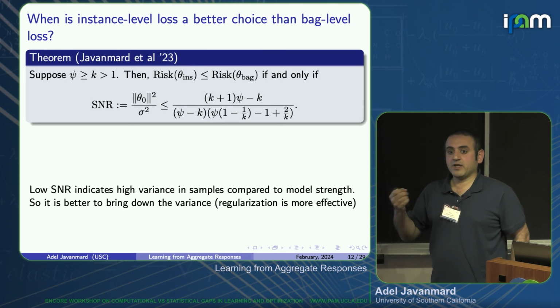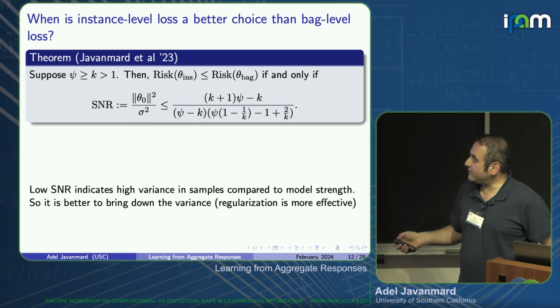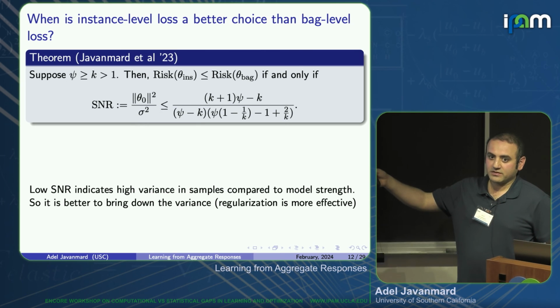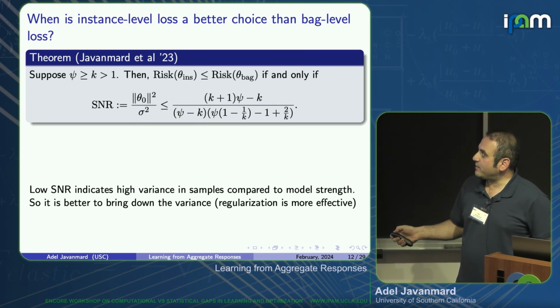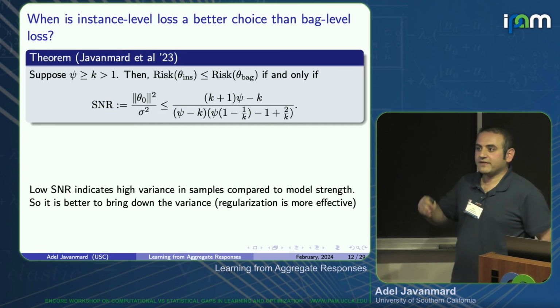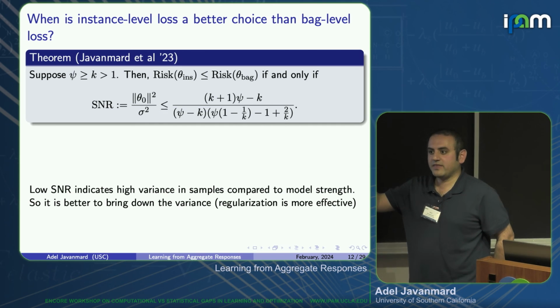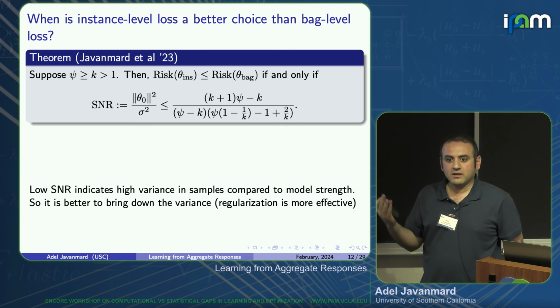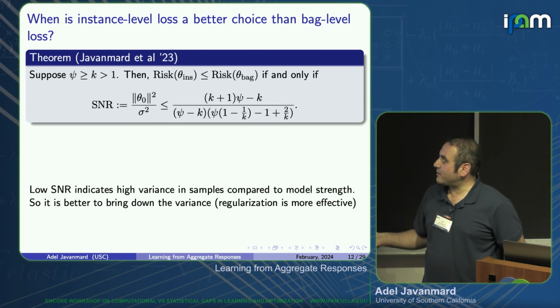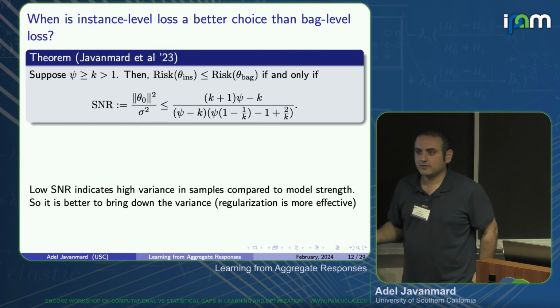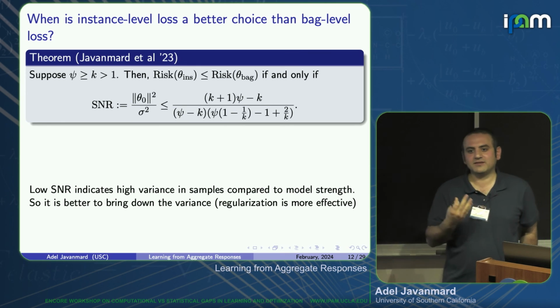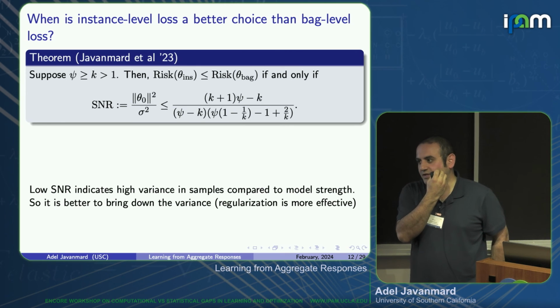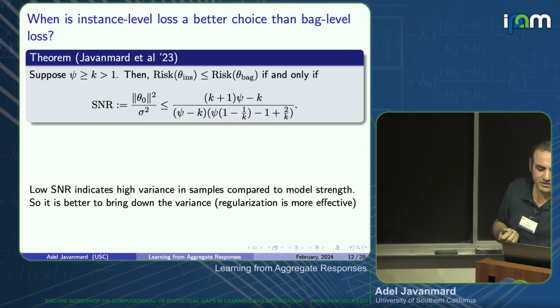It's better to go with the loss functions that bring down the variance. So regularization here becomes more effective. And we learned that the instance level has the maximum regularization, so it gives you a better risk compared to the bag level. But if SNR is large, then it means that your variation is not that effective, that much. So it's better to focus on the bias. Bring down the bias, and in those cases, the bag level loss would be better. Okay, so once you have the result, then you can try to come up with justification and whether it makes sense or not. Okay, sounds good? Any question?